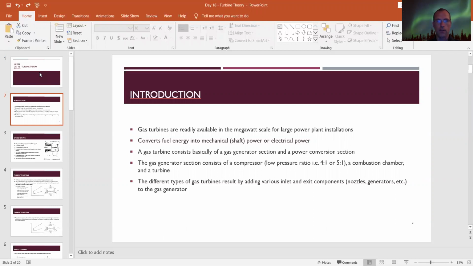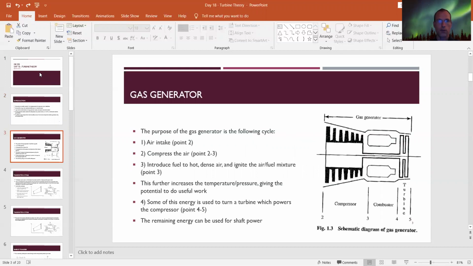And then I can get different types of these gas turbines by adding various inlet and exit conditions. Around my gas generator, I'm going to have some sort of inlet and some sort of exit, and what I put on the end of the exit basically determines what it does, whether it's a jet engine, whether it's a turboshaft type of engine, which is going to create shaft power, or whether I have some other electrical generator at the end of that. Again, the focus for us is the gas generator section, the part with the compressor, combustor, and turbine.